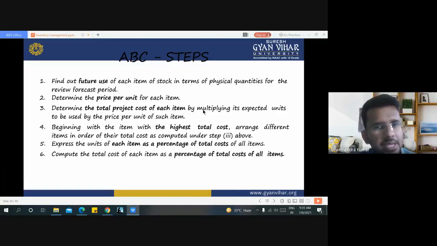Beginning with the item with the highest total cost, arrange different items in order of their total cost as computed under the previous steps. It expresses the unit of each item as a percentage of total cost of all items, and it computes the total cost of each item as a percentage of total cost of all items, which we put in the different categories, like category A, category B, and category C.